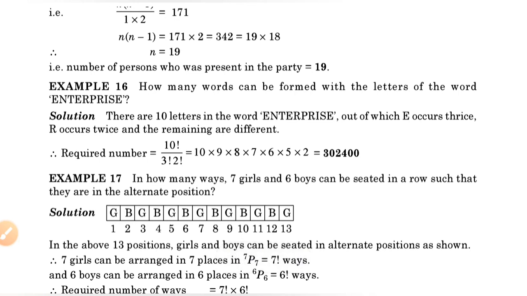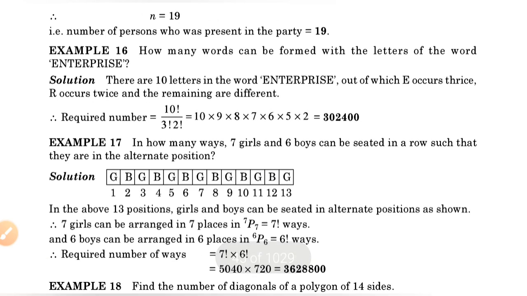Example 16. How many words can be formed with the letters of the word ENTERPRISE? Now there are 10 letters in the word ENTERPRISE, out of which E occurs 3 times, R occurs 2 times and the remaining letters occur once each. Now the required number is 10 factorial over 3 factorial into 2 factorial, which results in 302,400.